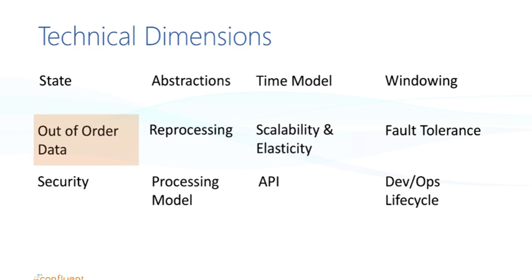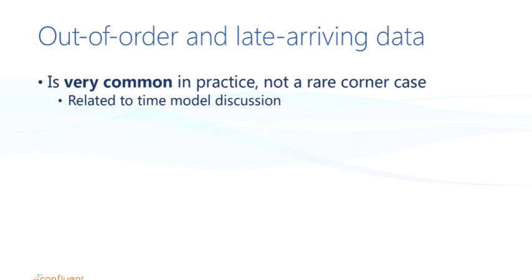The next dimension is out of order and late arriving data. This ties back into what we talked about earlier about the time model and also when we talked about windowing. Here, the first thing that I think one should understand is that out of order data and late arriving data is not a corner case. It is actually very common in practice.